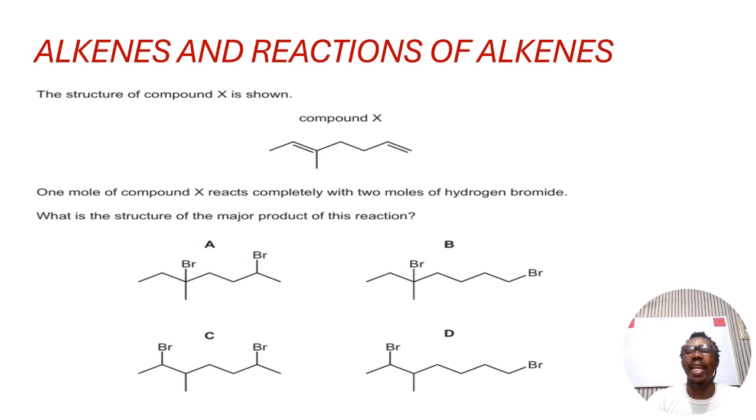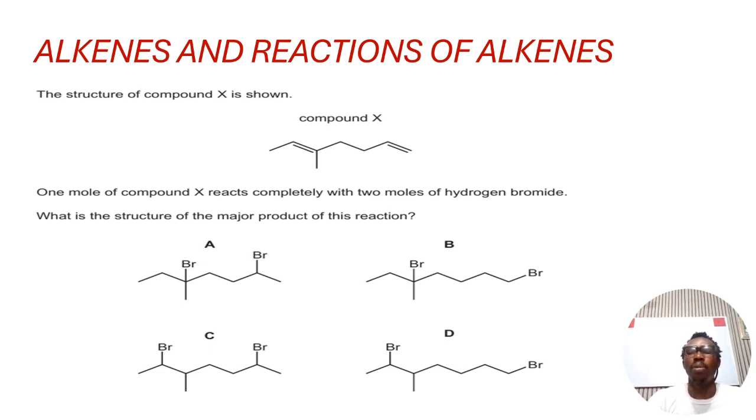So this is electrophilic addition of a hydrogen halide to an unsymmetrical alkene using Markovnikov's rule. Based on Markovnikov's rule, when a hydrogen halide is added to an unsymmetrical alkene, the addition reaction takes place across the carbon double bond. Two products are usually formed. One is the major product and the other is the minor product.